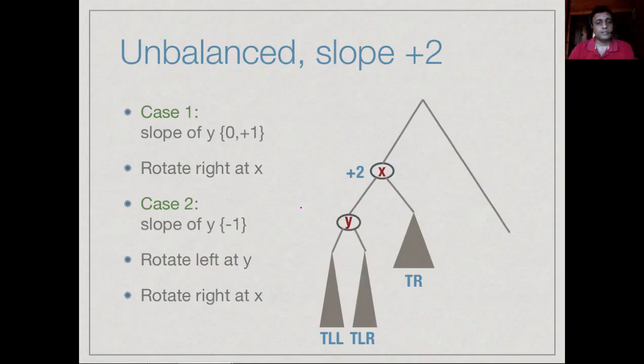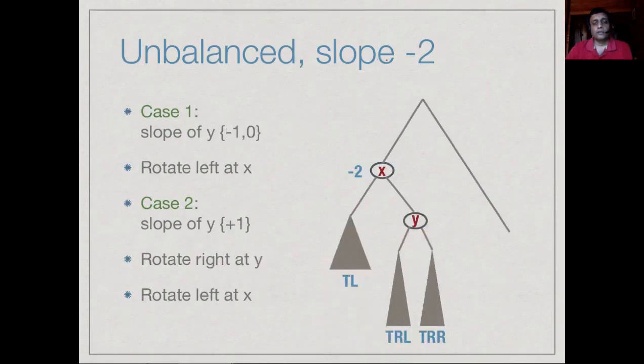So to summarize this, what we have said is that if we have plus 2, then we look at the left child of x, call it y. Now, if the slope of y is 0 or 1, we rotate right at x. If the slope at y is minus 1, we first rotate at y and then we rotate at x. In either case we rotate at x, but first we rotate at y in case the slope is minus 1.